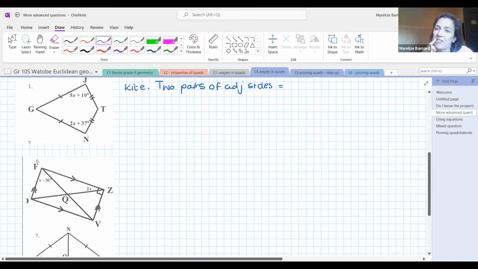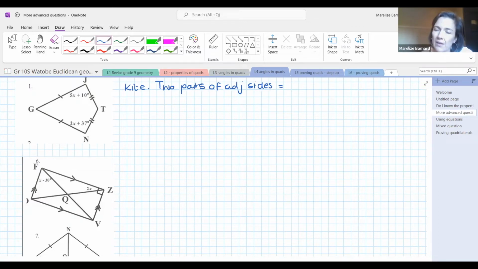Okay, let's note the words carefully, guys. It's 2 pairs of adjacent sides are equal. I see adjacent, I see sides, but somehow it's not all coming together very nicely. So write it down correctly: 2 pairs of adjacent sides equal. Now, how are we going to solve for x?